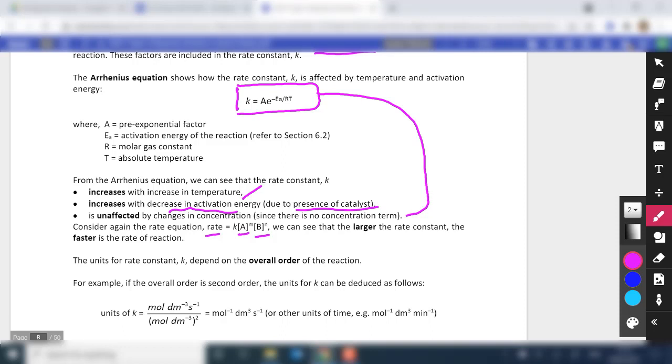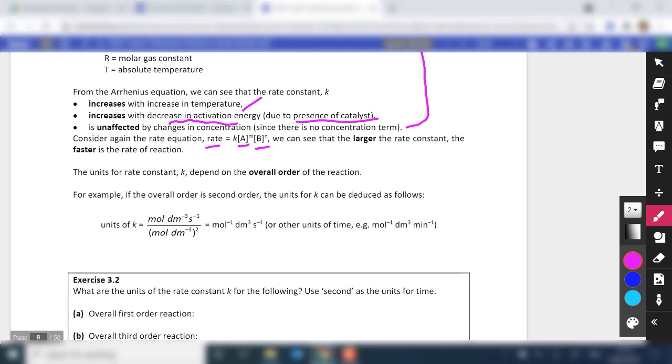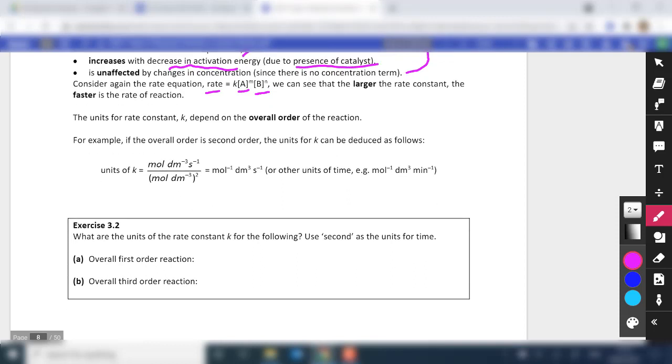This is probably due to a few reasons. It could be a higher temperature, or it could be a lower activation barrier. So something that you need to take note of. Of course, the units of K depend on the overall order of reaction as well, and students find it interesting that sometimes they can do mathematics quite well, especially H2 mathematics, but when it comes to deriving units, there are some issues.